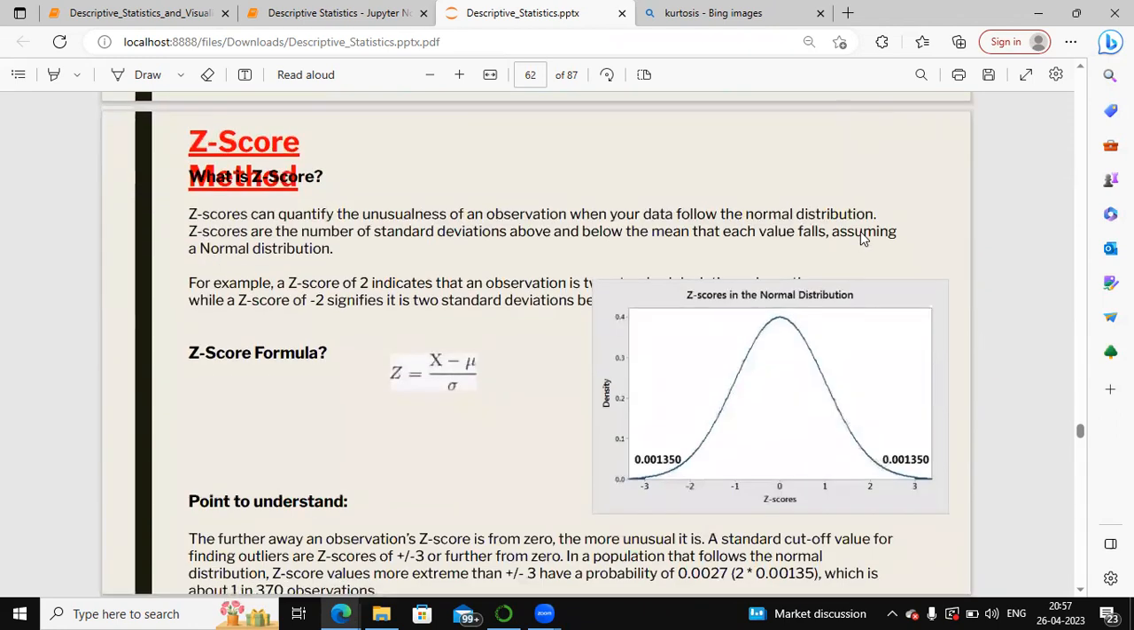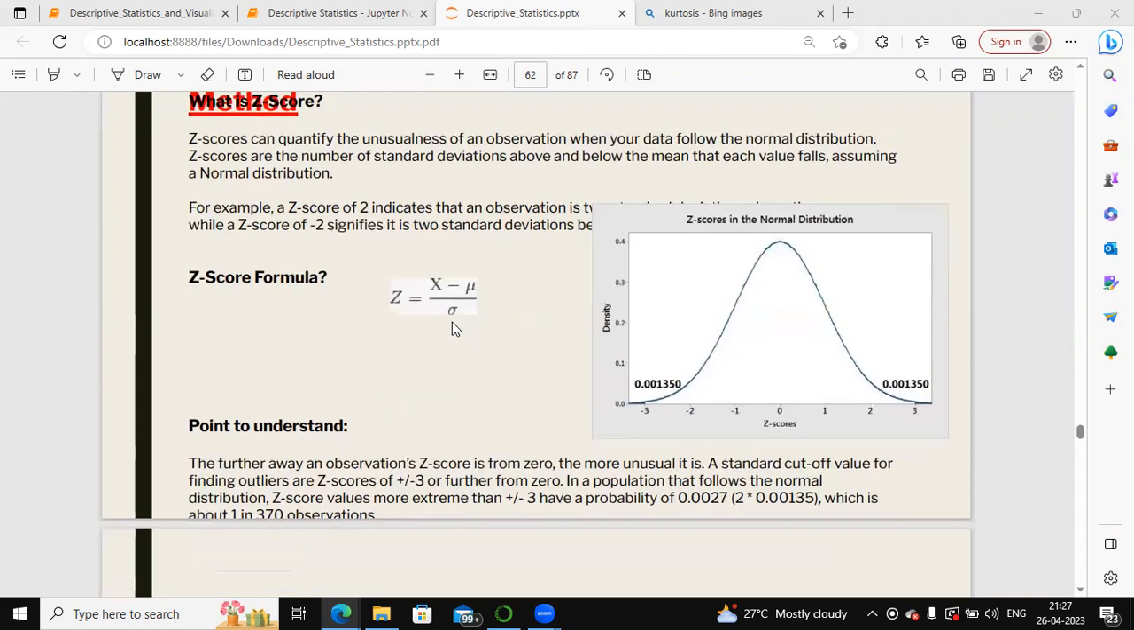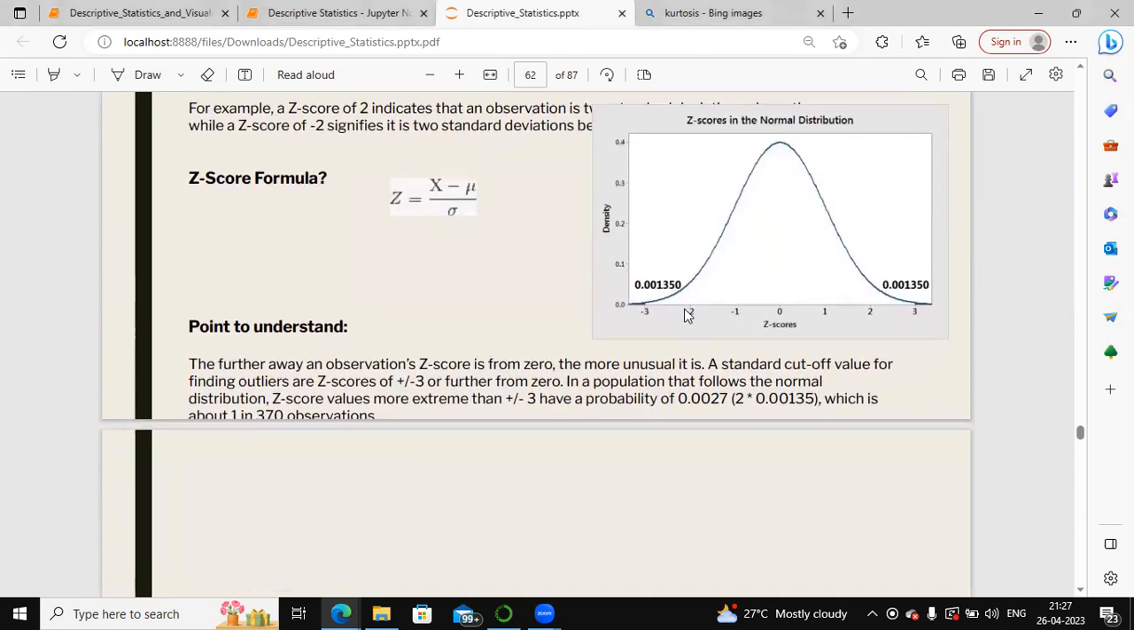Now we have the Z-score method. Z-score can quantify the unusualness of an observation when your data follows the normal distribution. Z-scores are the number of standard deviations above and below the mean that each value falls, assuming a normal distribution. For example, a z-score of 2 indicates that an observation is two standard deviations above the mean, while a z-score of minus 2 indicates it is two standard deviations below.